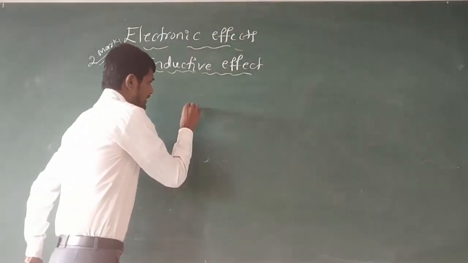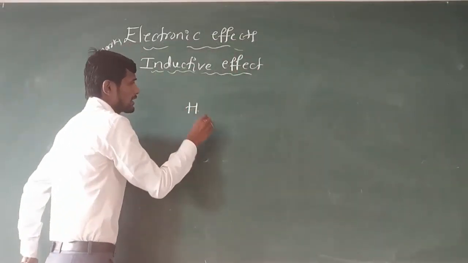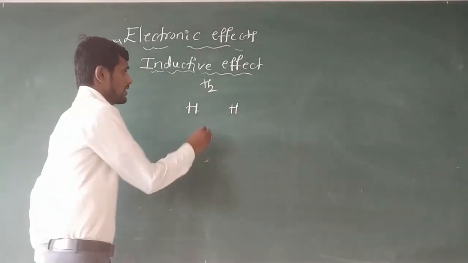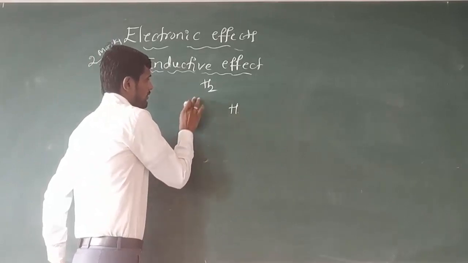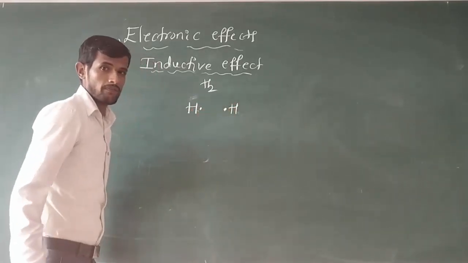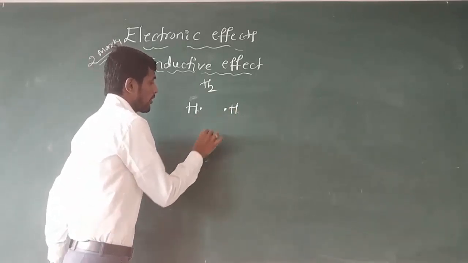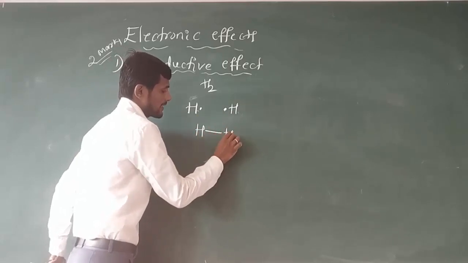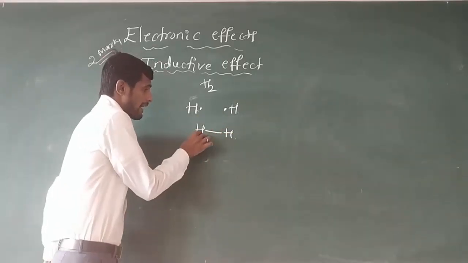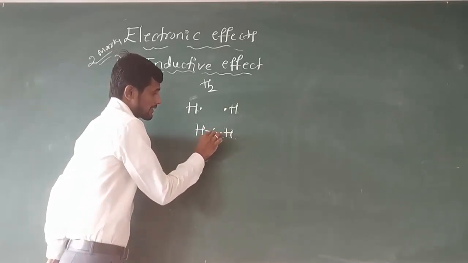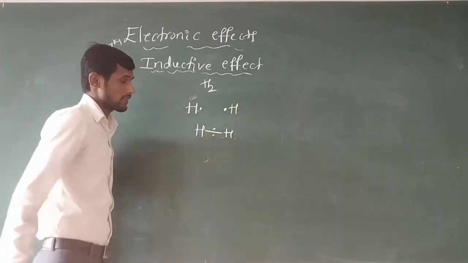Yes, if you take the hydrogen molecule, nothing but H2, is it right? You know hydrogen contains 1 electron. This hydrogen also contains 1 electron. When the covalent bond is formed between these two atoms, then I write like this. If the same atoms are involved, then electrons are present in the middle of the bond.